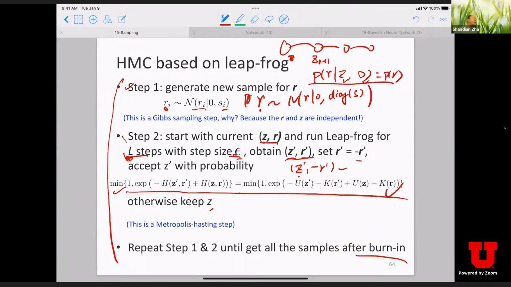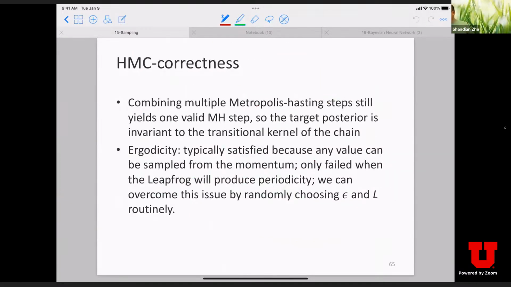From our previous analysis, we see that the Gibbs sampling step is also essentially a valid Metropolis-Hastings step, right? The acceptance probability is 1. So if you couple multiple Metropolis-Hastings steps together to form one joint Metropolis-Hastings step, it's still a valid chain, because it guarantees that your target distribution is invariant to the transition kernel. So it still guarantees that your chain will converge to the target distribution, or target posterior.